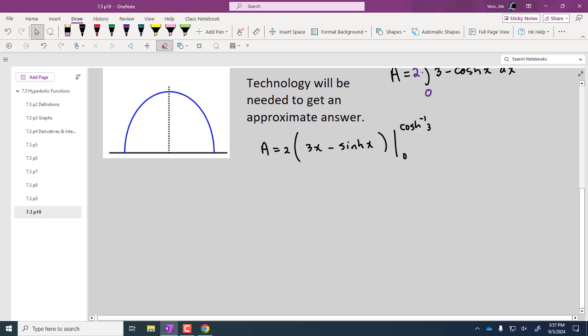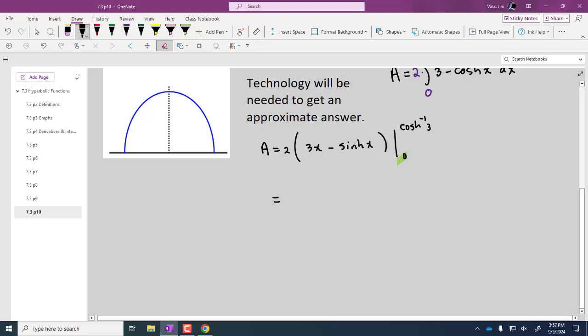Now, one thing we know is that this 0 is not going to contribute anything. We know that sinh is the function that looks a lot like tangent. It goes right through the origin. So sinh of 0 is 0, just like sine of 0 is 0, and tangent of 0 is 0. So that is not going to give us anything.